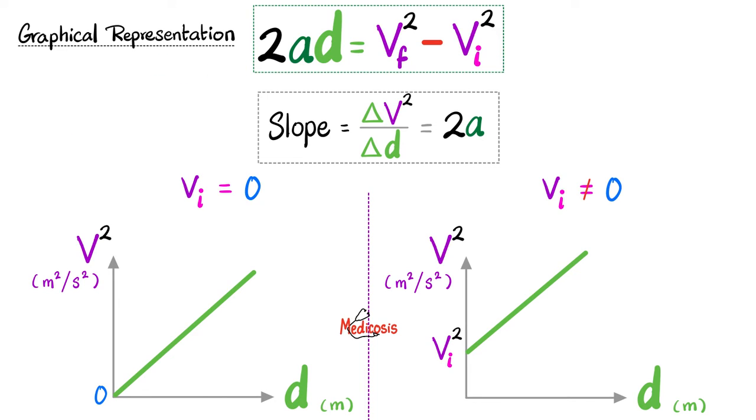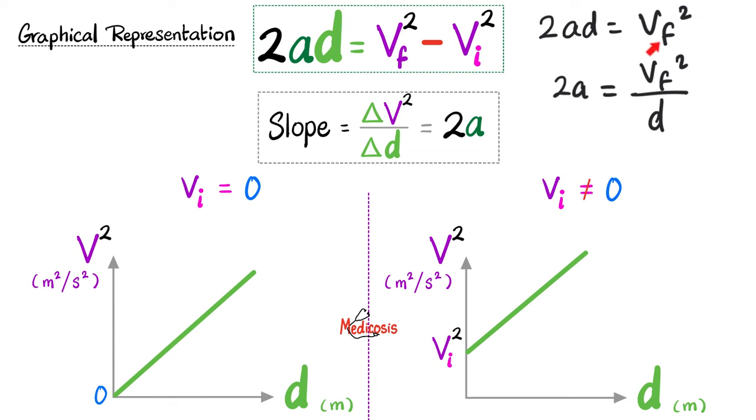Alright, graphical representation. We know that 2ad equals v final squared minus v initial squared. Okay, then what? Let's suppose that we start from 0. So let's simplify. 2ad equals v final squared. Let's divide each side of the equation by d. So what do you get? I get 2a on one side and I get v final squared divided by d.